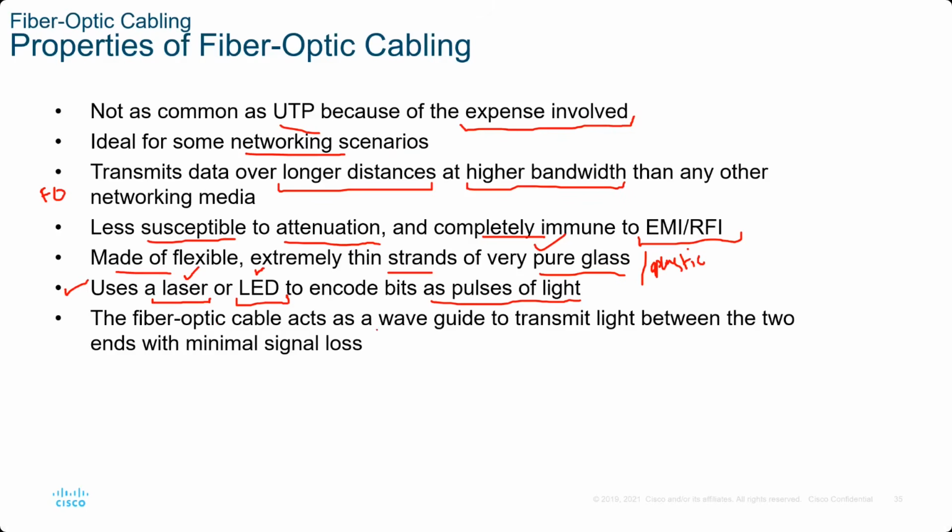So the fiber optic cable acts as a waveguide to transmit the light between the two ends with minimal signal loss. The fiber optic cable is just a guide, a pathway for the light pulse to travel inside it.